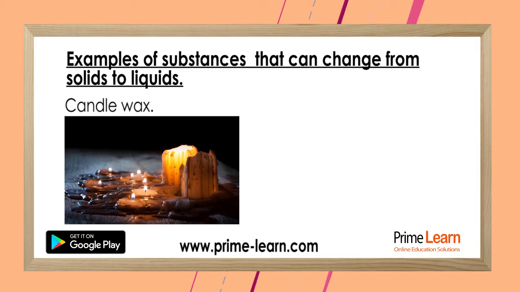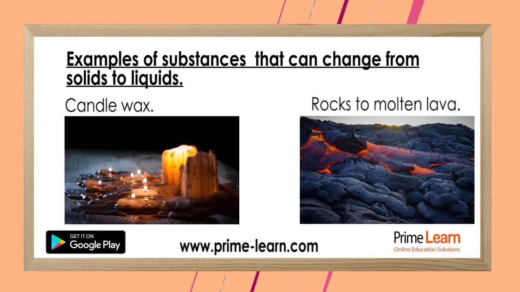Another example where we have the substances that change from solid to liquids is rocks to lava. This is very common, especially in SST, we learn about it. We have some rocks, especially in volcanoes, that can easily be heated until they are molten lava. And the process of these rocks changing to molten lava is what we call melting, because at first they were in solid state, but later they changed to liquid state, and that is what we call melting.